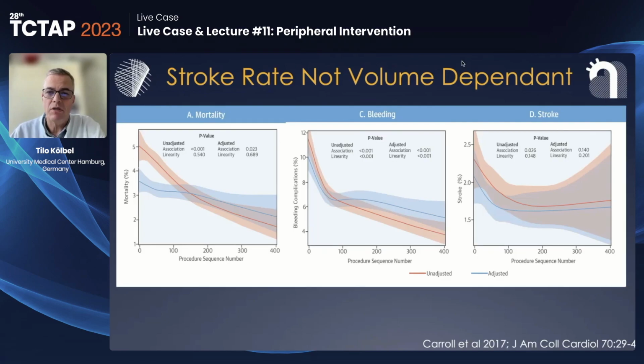What is also very interesting is if we look at mortality and bleeding complications, there's a continuous reduction of those significant complications and negative outcomes, which is continuously decreasing with an increasing procedure number. If we look at stroke, it is something that seems to be unaffected by the number of procedures after a certain learning curve has been reached. So this curve is not going further down as the others.